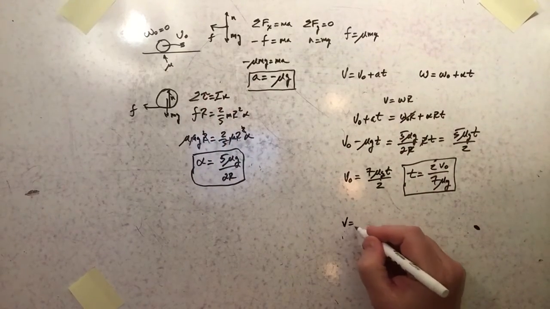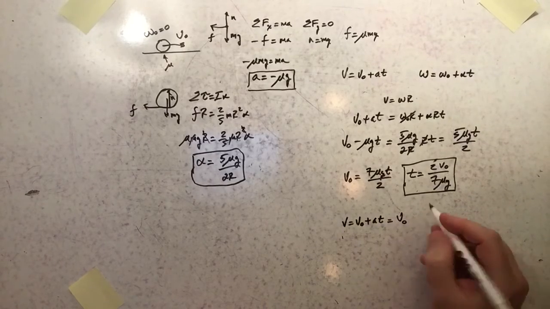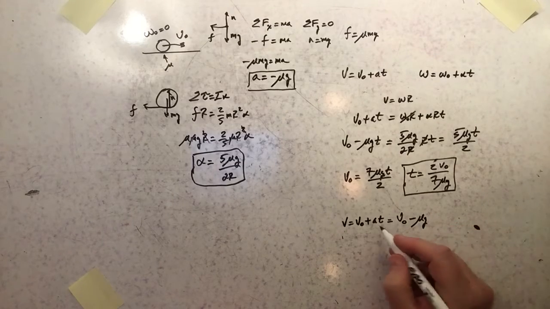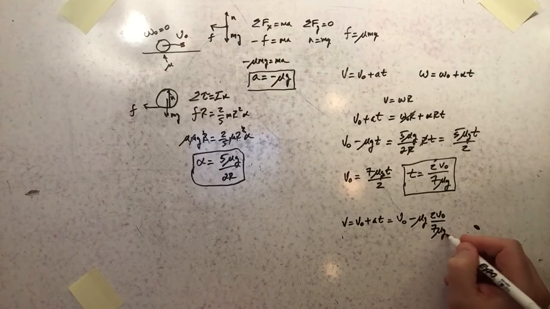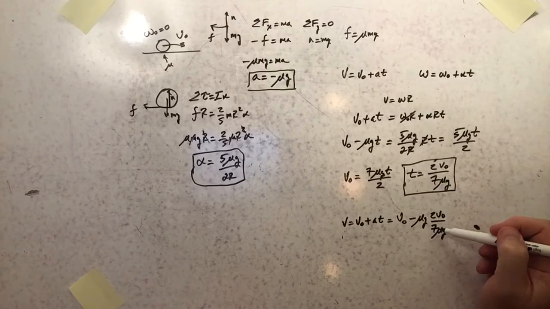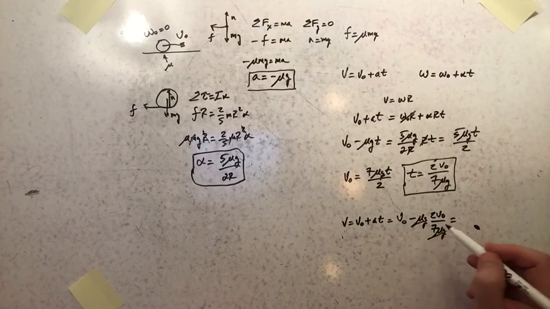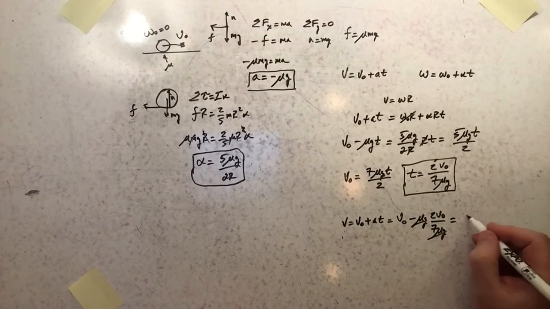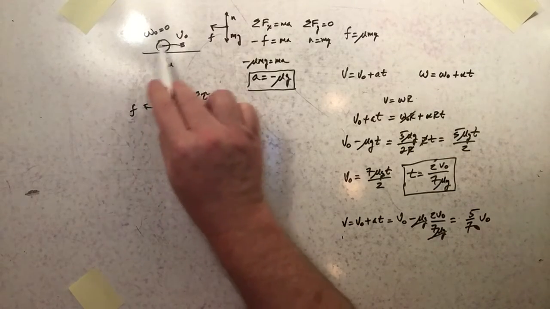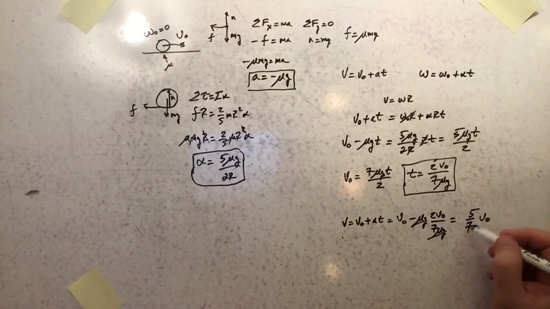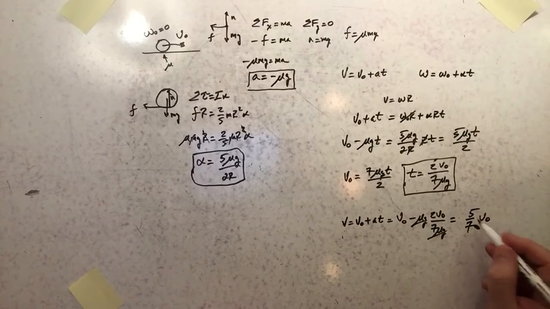So if v then equals v naught plus at, then that's going to be v naught minus mu g, that's the acceleration, times 2 v naught over 7 mu g. That's the time it will take to do it. And then watch what happens. The mu g's cancel. So it's basically v naught minus 2/7 v naught leaves 5/7 v naught. So when this guy begins to roll without slipping, the final velocity will be 5/7 of whatever its original velocity is. Notice this is not a function of mu.